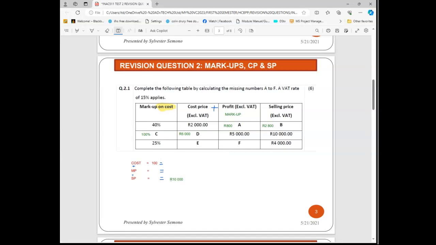Please tell me how to approach the first one. Let's analyze the first one. Okay, so we've got markup on cost, which is 100, and it's 25%. Selling price is 125. And then the amount on selling price is 4,000.